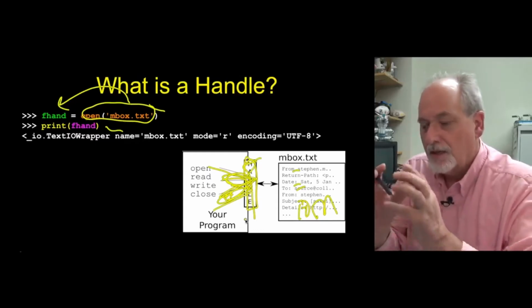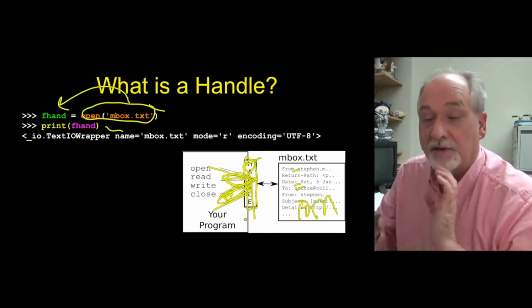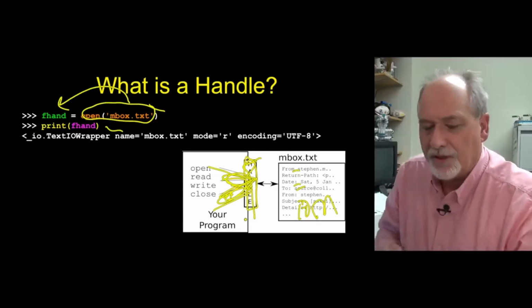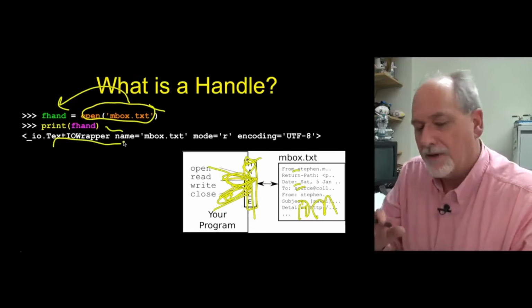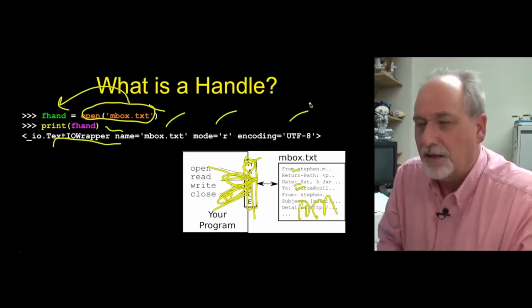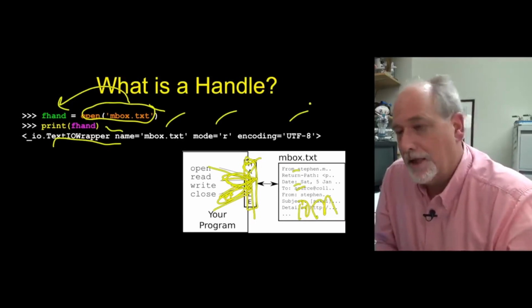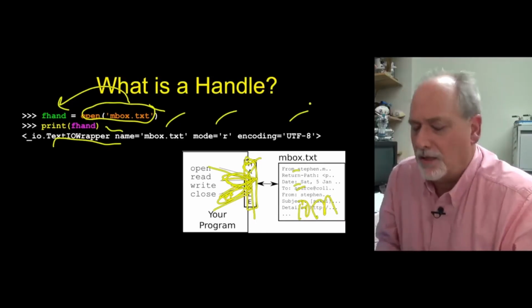But a handle is a thing that allows you to get to the file. It is not the file itself, and it's not the data in the file. It's just a wrapper that allows you to access it. So if you print it out, it's the file we opened, we're reading it. And encoding has to do with the different kinds of character sets, which we talked about at the end of the last lecture, that Unicode character set, etc.